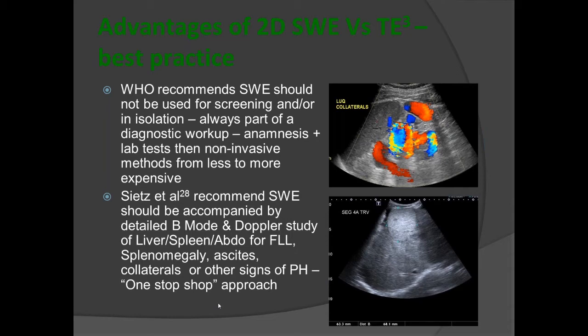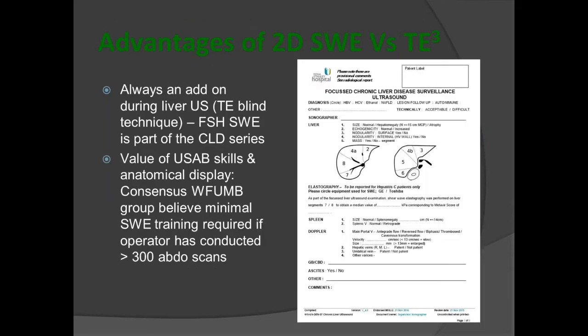So anamnesis, which is a taking of patient history and patient palpation, blood tests, and then moving on to non-invasive methods. For example, Fibroscan, or as SEAT's recommended, we should always do shear wave with a detailed B-mode image study and Doppler. And I think this is key, that we have to remember shear wave should never be done in isolation. And unfortunately, when you're using a Fibroscan, which is a blind technique, it is an isolated method. And that's why all of the manufacturers are looking to refine the technique.